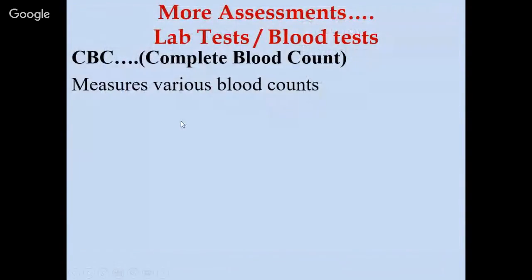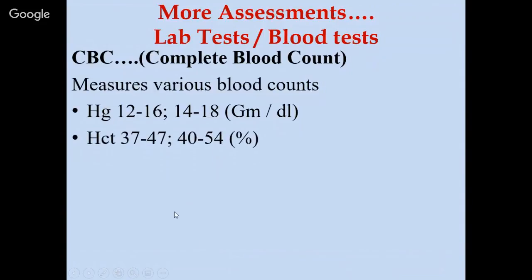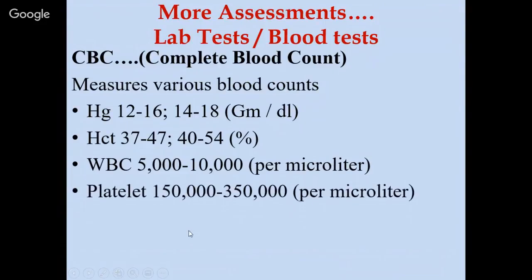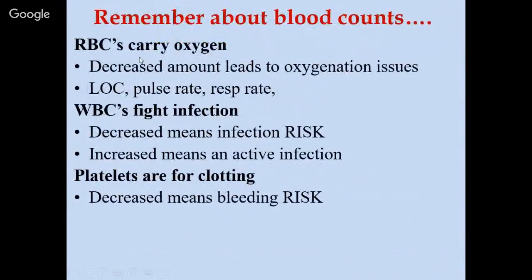Lab test. CBC measures various blood conditions. This is some normal hemoglobin, male and female. Hematocrit, male and female. Remember, hematocrit's always in percentage. White blood cell. We're looking for infection. Platelets. So you want to make sure that they have enough platelets to clot, or that they don't have too much, so they're going to have clotting issues.